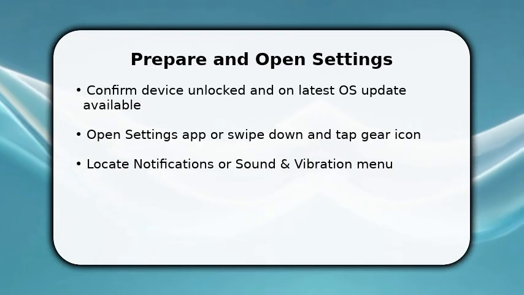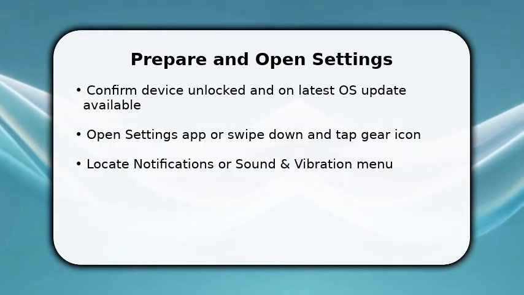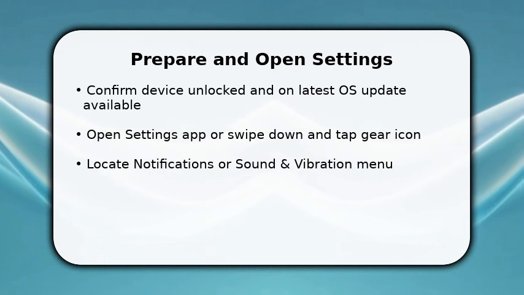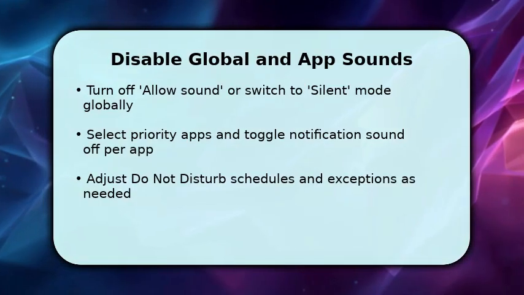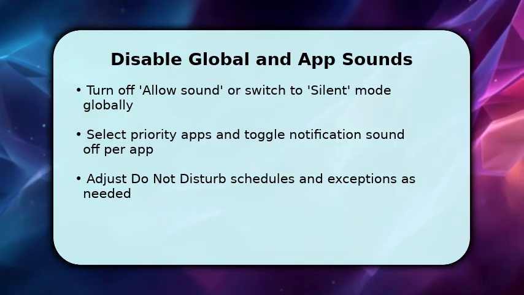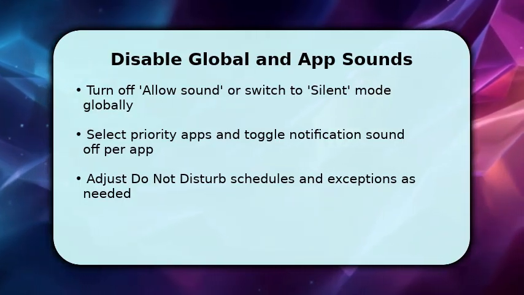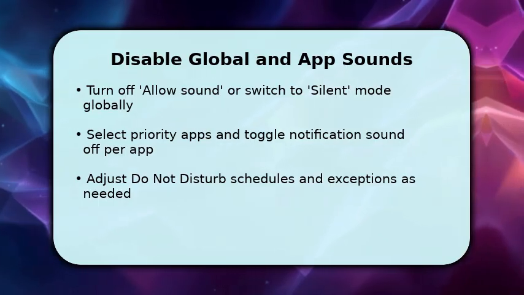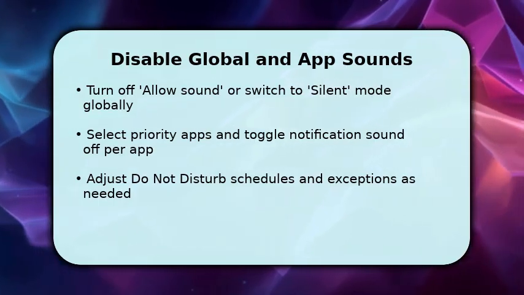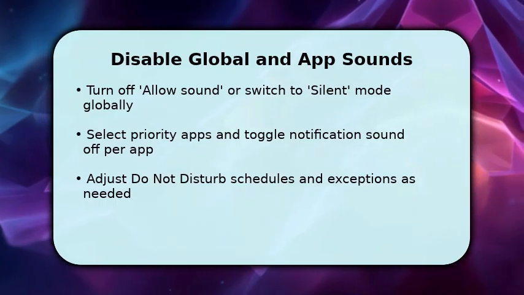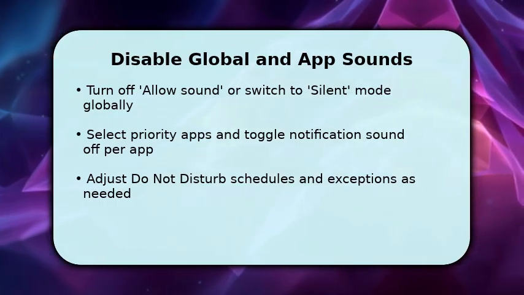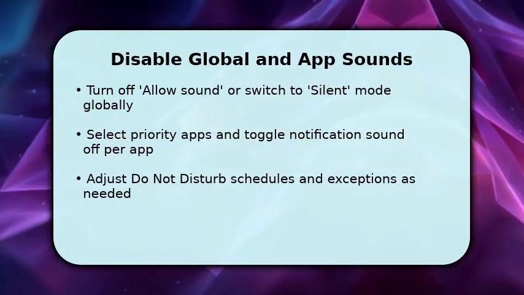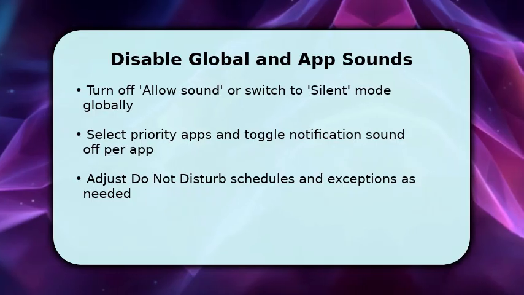This prevents surprises. Now tap Notifications to reveal global controls and per app options. Once inside Notifications, first mute global notification sounds by toggling Allow Sound or switching System to Silent. Then, scroll to Apps. Pick each app that nags you, open its notification settings, and turn off the sound or set importance to low. You do the per app step because some apps ignore global mute for critical alerts.